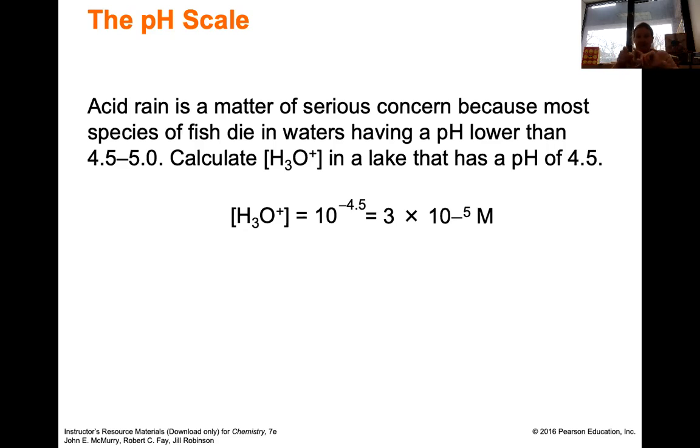So to take the inverse of the pH, if pH is the negative log, then we're going to change the sign and raise 10 to that power, because that's the inverse function. So the hydronium ion concentration will be 10 to the minus 4.5. There's one significant figure to the right of that decimal, so we have one significant figure in our concentration.